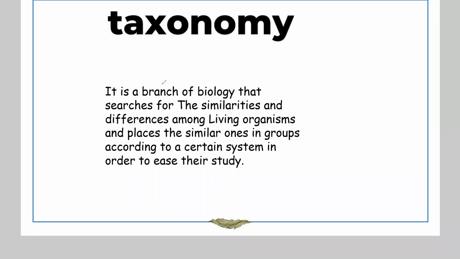Think about this. If you have a bunch of pencils and you put them together, can you observe the differences and the similar ones easily? No, you can't. But when you organize them into groups, you can easily observe which one is different and which one is similar. So taxonomy places these similar ones into groups according to a certain system.